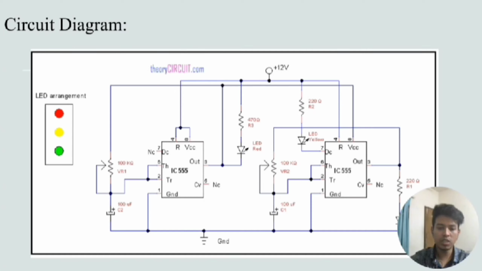The configuration of the second 555 timer is: we have connected a 100 microfarad capacitor between pin 2, which is trigger, and the ground. We have used a 100 kilo ohm variable resistor between pin 6, which is threshold, and pin 2, which is trigger, and placed a 100 kilo ohm resistor between pin 6 and VCC. And we have connected pin 3, which is output, to the yellow LED and to the green LED.